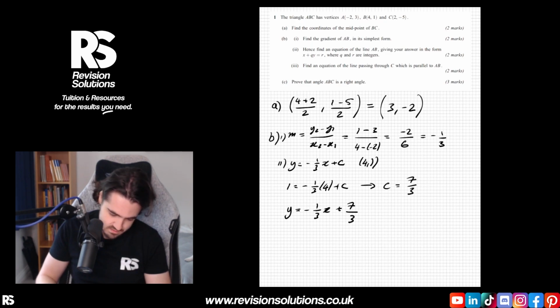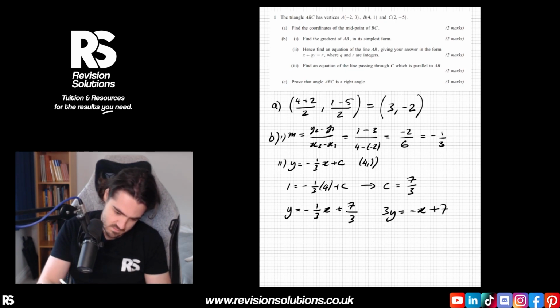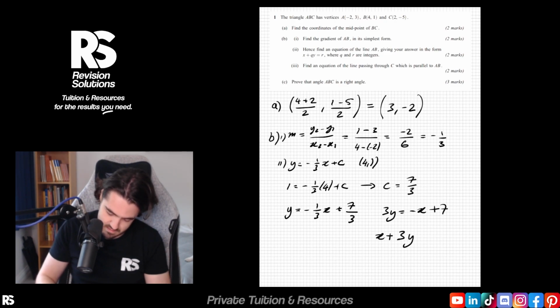But we're not quite done, because it's asked for there to be no fractions, essentially. These coefficients, q and r, need to be integers. So let's fix that just by multiplying everything by 3. So then we'd have 3y equals minus x plus 7. And now all we have to do is rearrange. So we'd have x plus 3y equals 7.